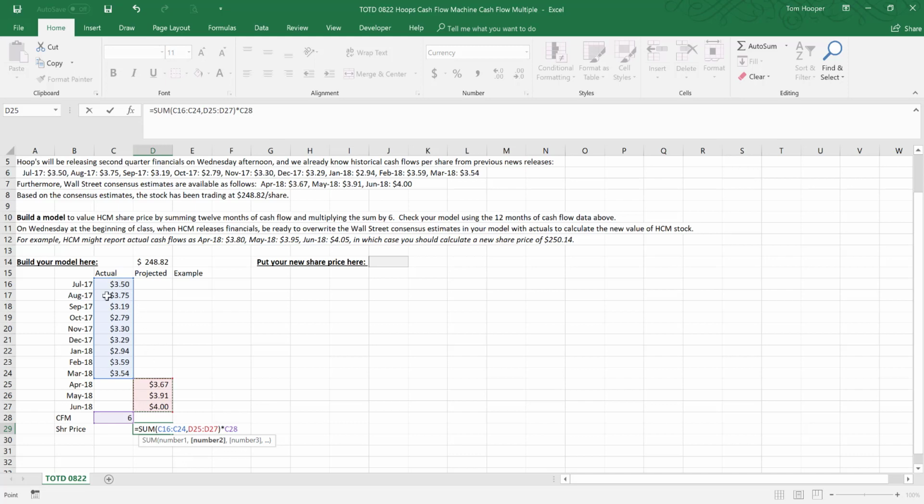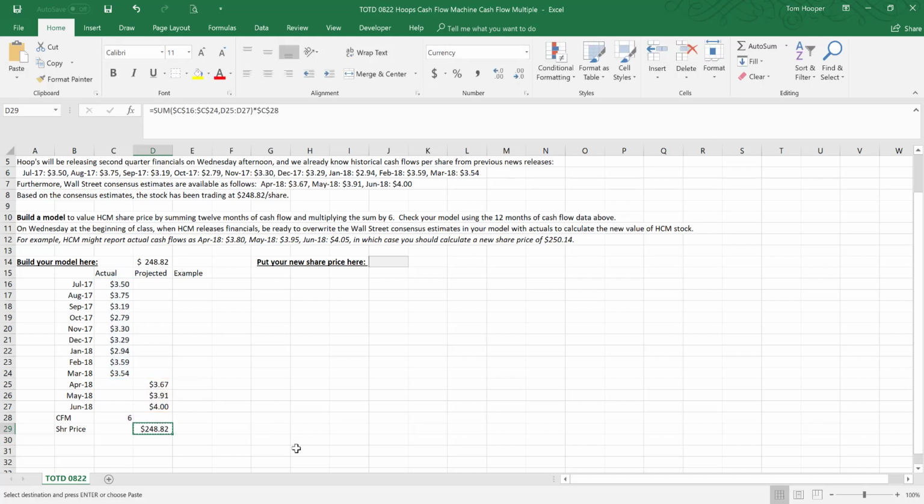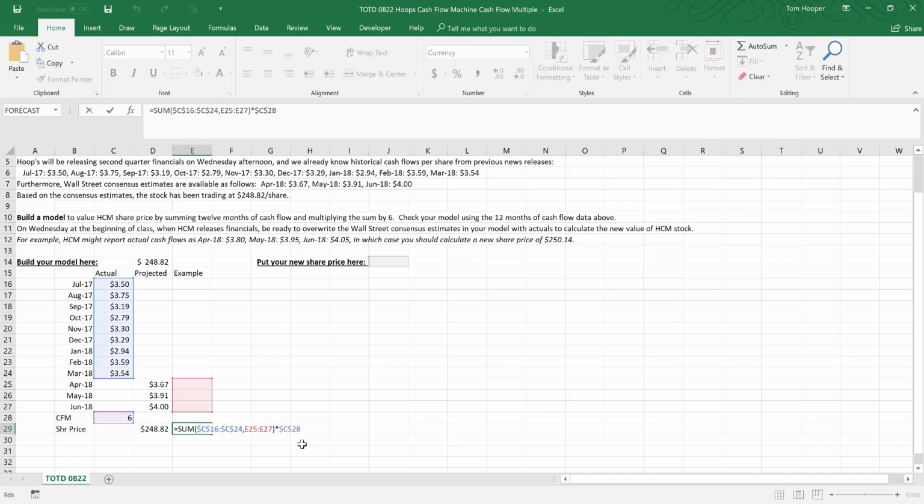So in order to do so, I want to lock these cells using the dollar signs. So I will highlight them and hit the F4 key. Notice that puts dollar signs or absolute references on all those. I don't want to lock these cells because I want them to move when I copy this left and right. So I want relative references there. And I also will go ahead and put an absolute reference on the cash flow multiple by hitting the F4 key. Now, when I copy that formula to the right, it's still looking at the cash flow, but it's looking for example cash flows now.